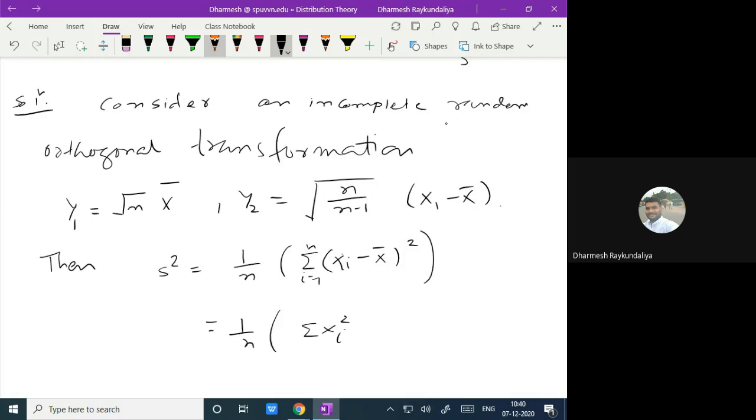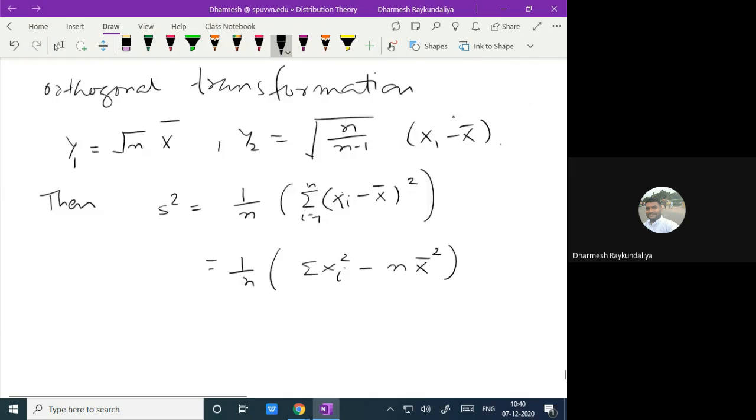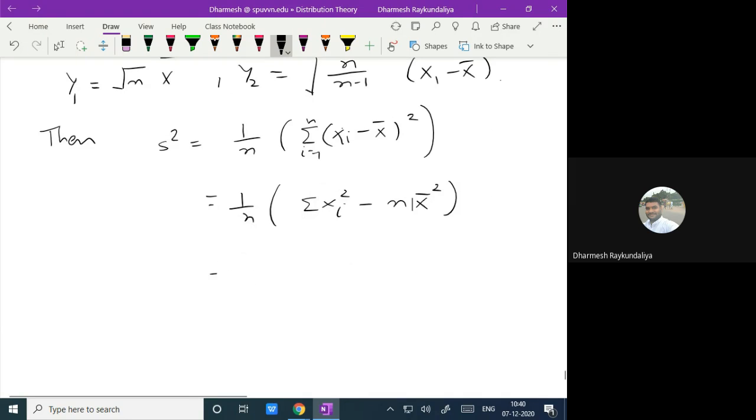Sorry, this is not incomplete, this is a complete transformation. Minus n x bar square. So we can write this. But when it is a complete transformation, what can we write? Summation xi square equal to summation yi square.